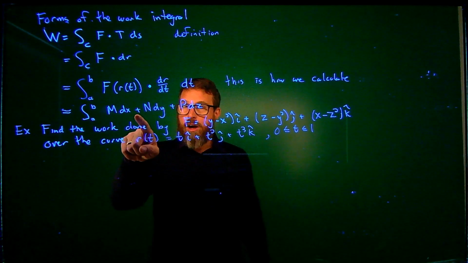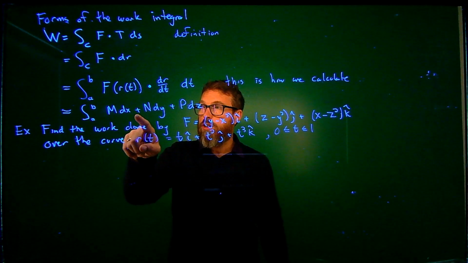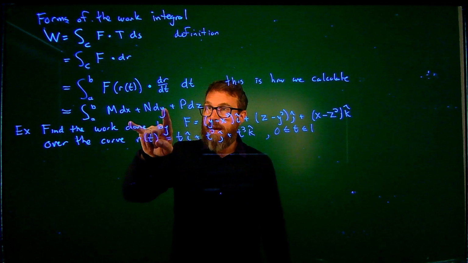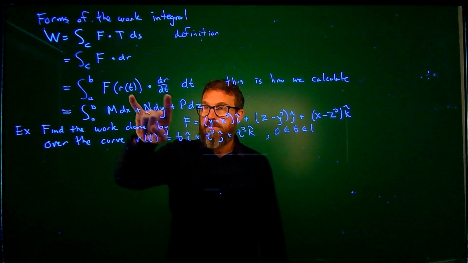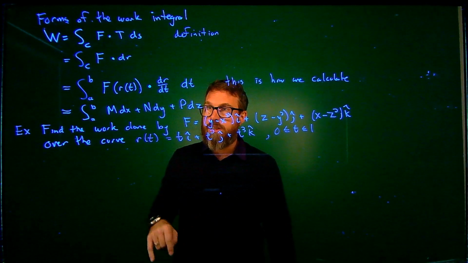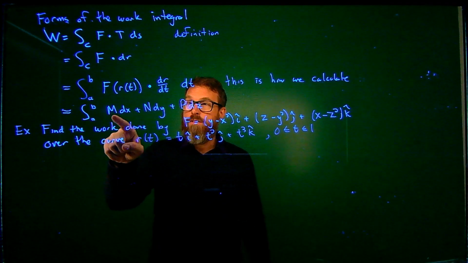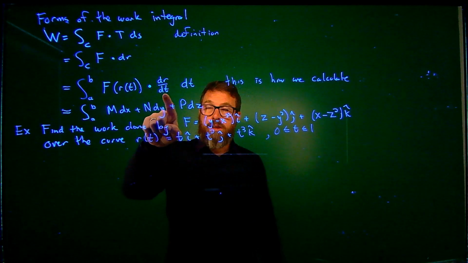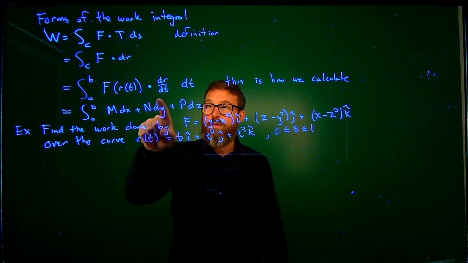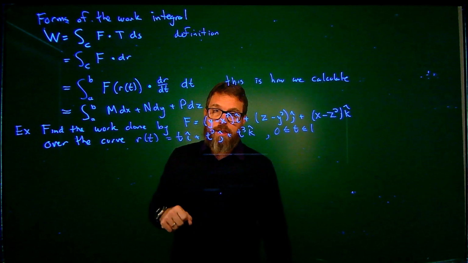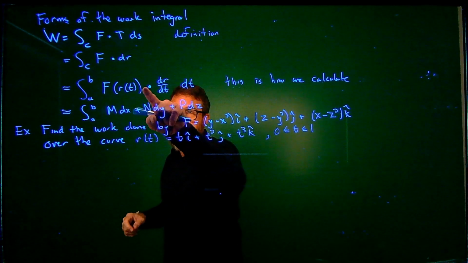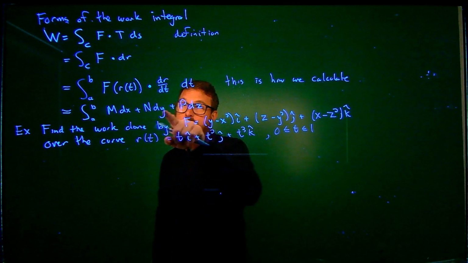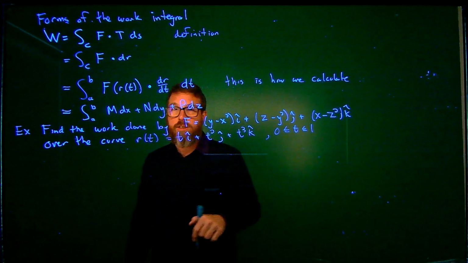Now, this thing also is considered like a differential form, and you'll see that these two things really are exactly the same thing. This says do the dot product, and that's exactly what this really is: the dot product of F, which is M, N, and P, with the derivative of the curve, which is going to be dx, dy, dz, and you'll see that in a second here. So I'd like to do it this way, and then if I have a little bit of room, I'll find some room to show you that this is equivalent to this.